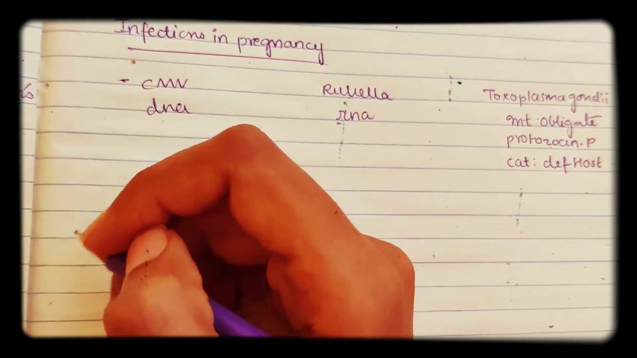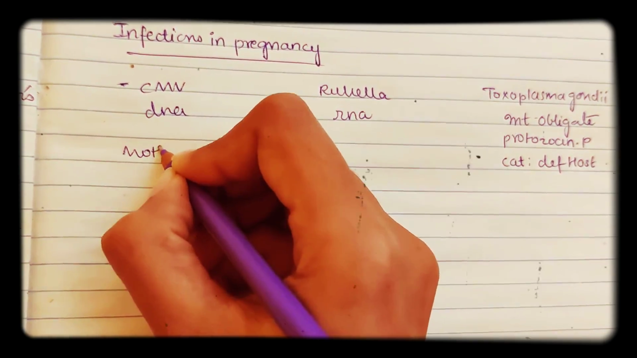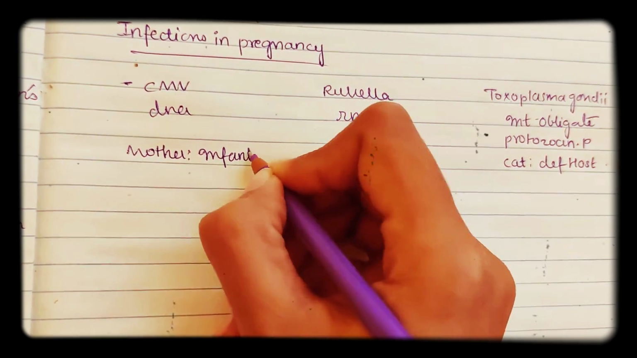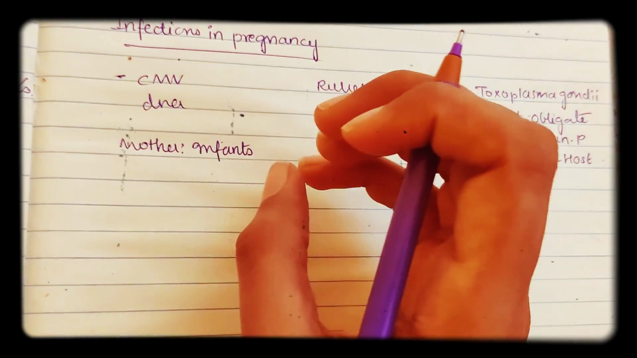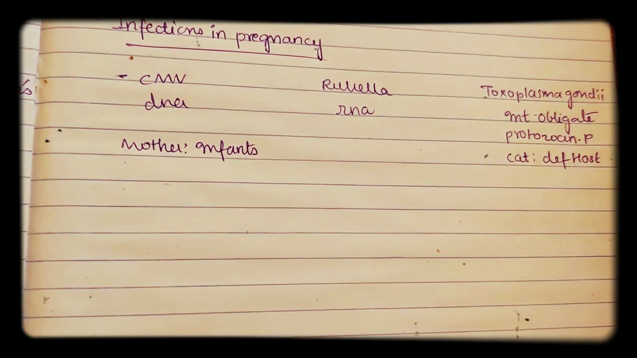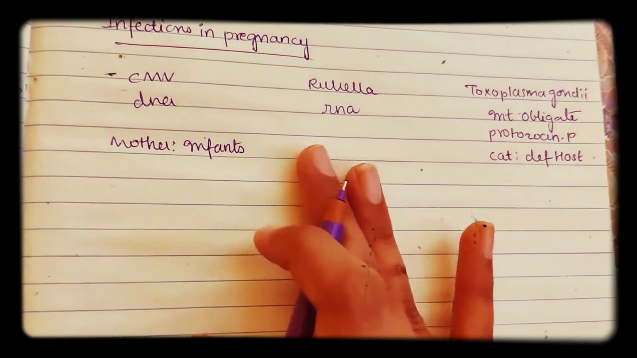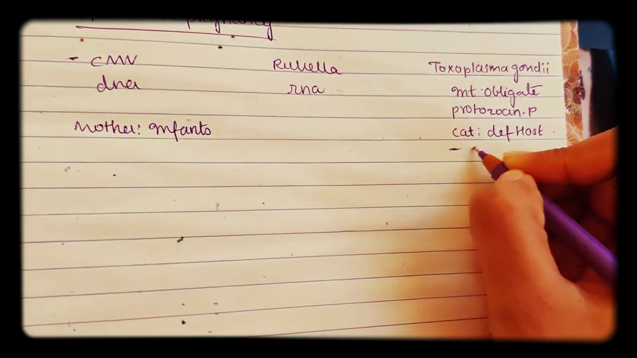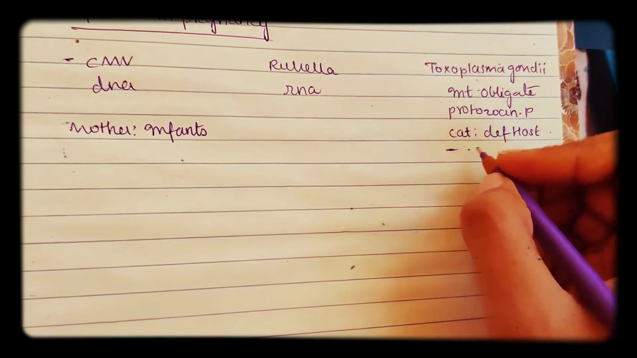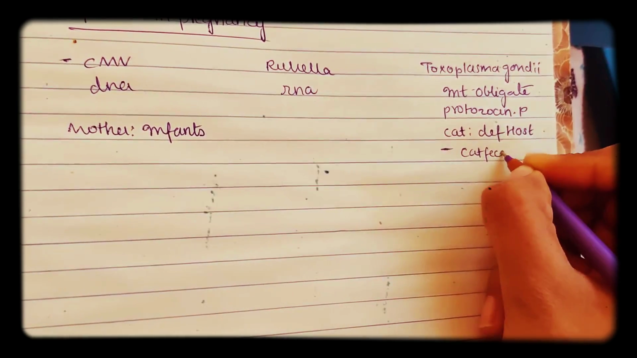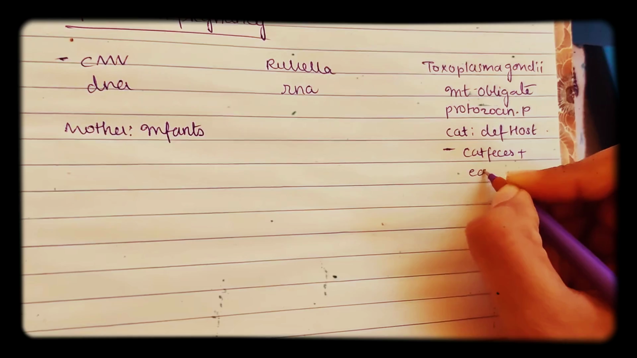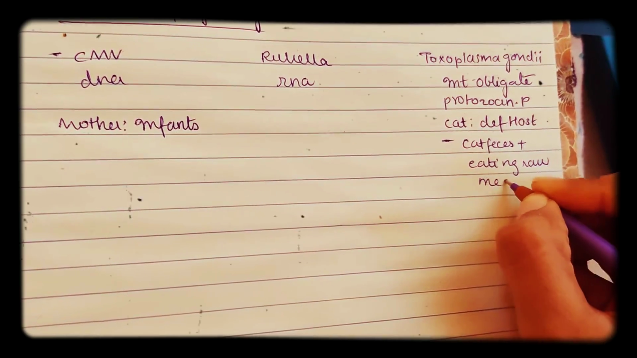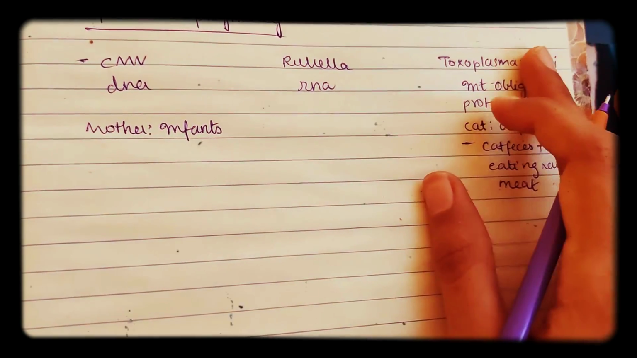Now coming to the history. With cytomegalovirus, the pregnant female is in close relation with infants, while working in an infant school or infant daycare. Whereas with rubella, there is no specific history. The history in Toxoplasma gondii is having a cat as a pet, contact with cat feces, or eating raw or uncooked meat. So these are the history points of Toxoplasma gondii.